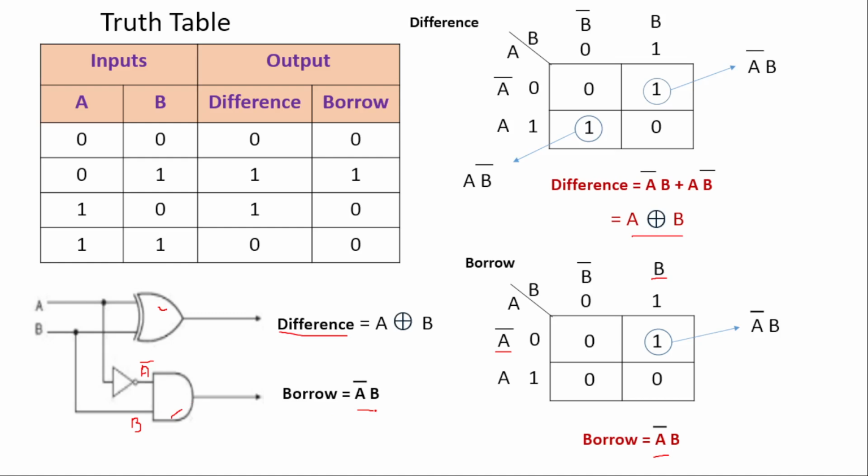So in short, one XOR gate, one NOT gate, and one AND gate will help us to realize, to implement the half subtractor circuit.